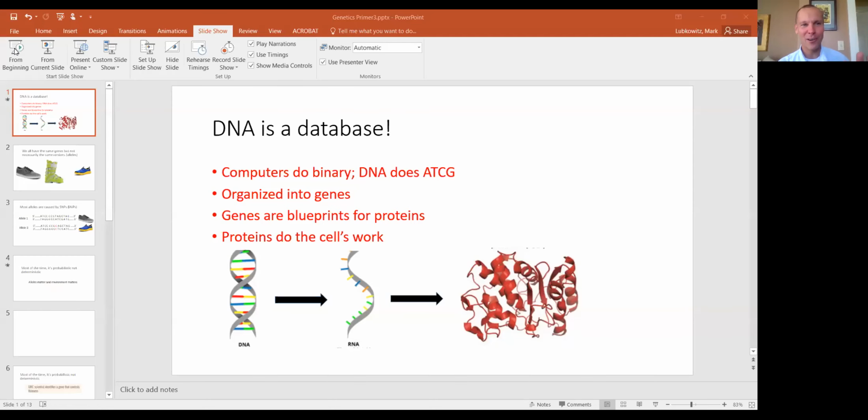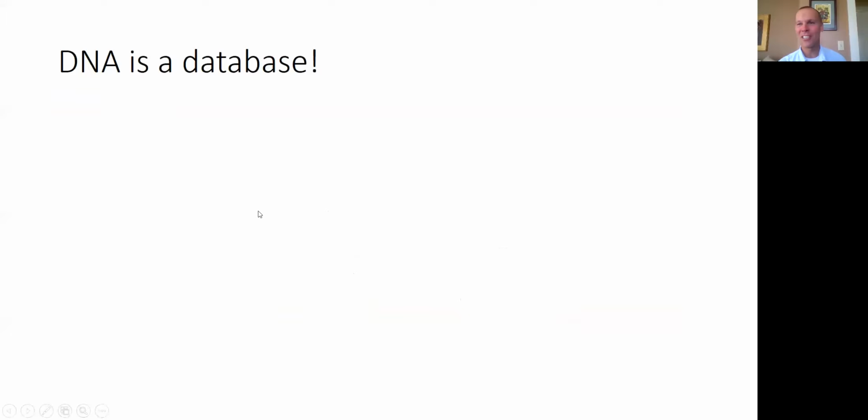Let me first of all, as always, apologize and give a disclaimer to all my geneticist friends out there. I recognize this is a complete reduction of our field, and it is a little more complicated than that, but I'm just going for the big picture here.